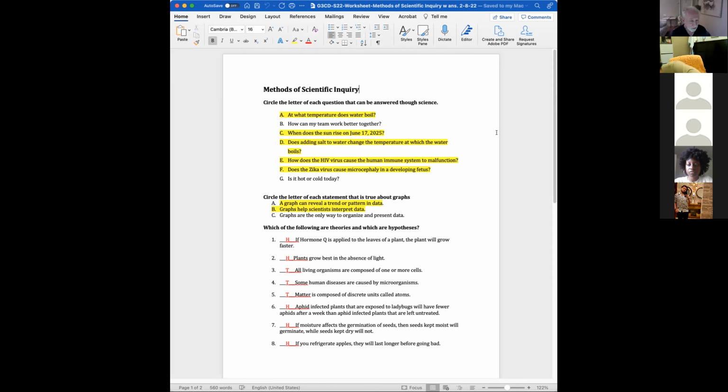The next 3 all are. All living things are composed of cells. Some diseases are caused by microorganisms. And matter is composed of atoms. All of those are well established, so they are indeed theories. And the last 3 are all hypotheses, about aphids, moisture and germination of seeds, and apples in the refrigerator. None of them is established well enough to be classified as a theory.